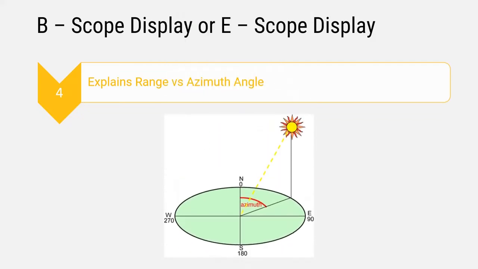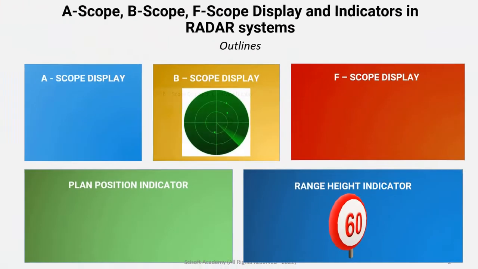Now in this picture, let's assume that our earth is the circle represented here, and we'll take the north pole and south pole and east and west directions. Now if you see, the angle between the north pole and the vertical line created by the target is the actual azimuth angle for us. So this helps us determine the target position precisely. So let's move ahead with the F-Scope display.